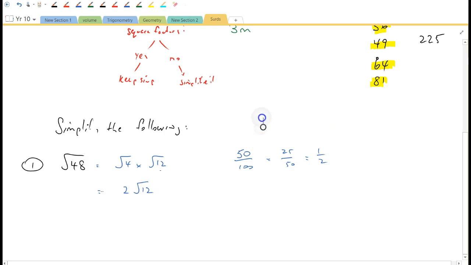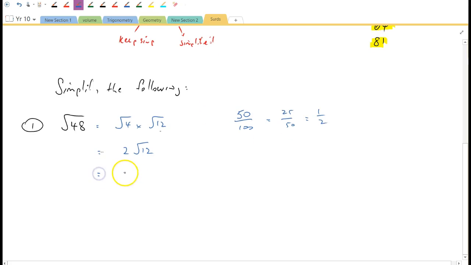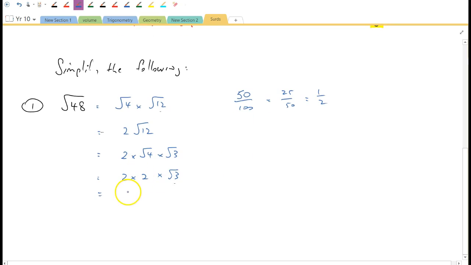This 12 does have a square factor, and that is 4. So I'm going to take it to 2 times the square root of 4 times the square root of 3, because 4 threes are 12. Now that square root of 4 becomes a 2. So it's now 2 times 2 times the square root of 3. Notice I put the times back in there just to make it clear what I was doing. 2 times 2 is 4. Now when I'm simplifying, I'll drop that times.